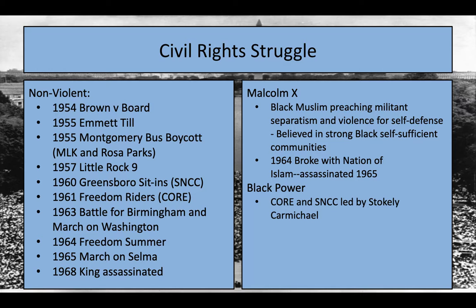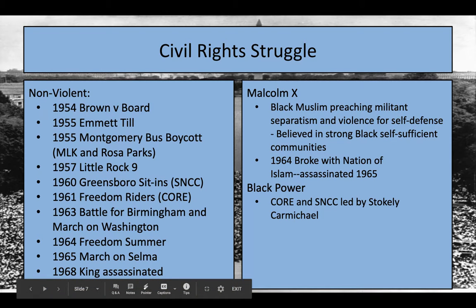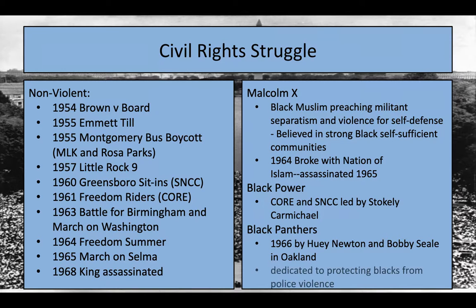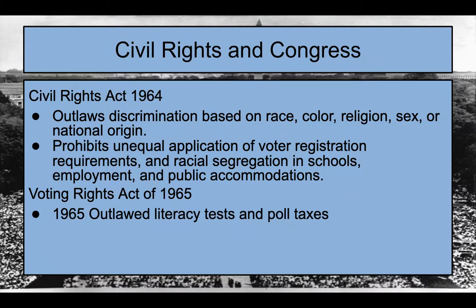We're going to have the Black Power come into play, and they're going to be established by Stokely Carmichael, who, if you notice, SNCC and CORE are over here in nonviolent, so he's going to take a little bit of a turn there. And then you're going to get the Black Panthers, which is the political movement started in 1966 by Huey Newton and Bobby Seale in Oakland. And their big push is to protect Blacks from police violence. So they really go for the Second Amendment in California and really fight for that.